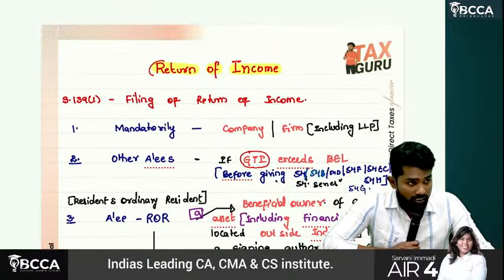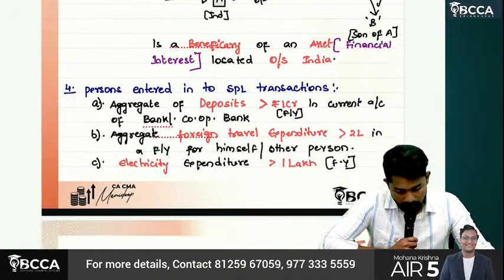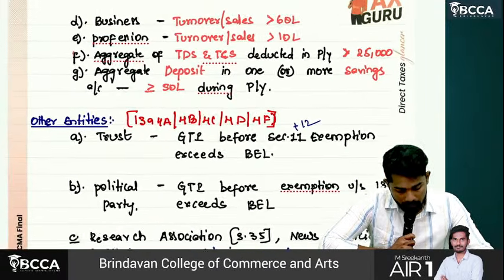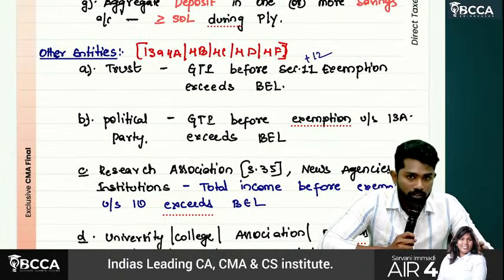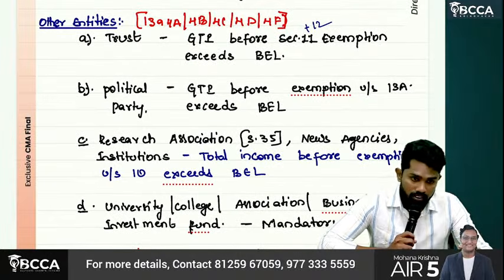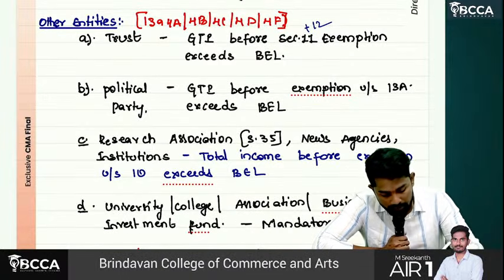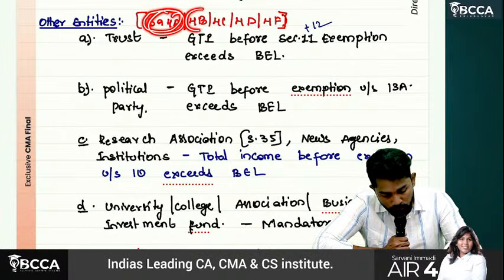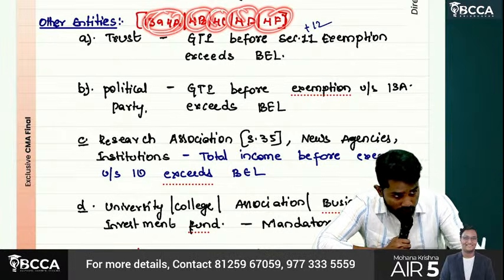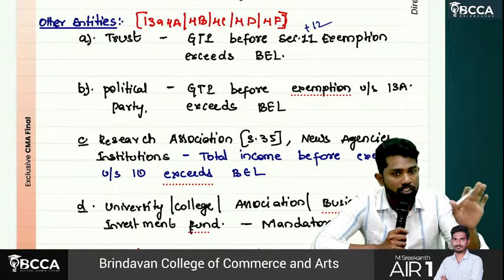Sir, is it clear till now? Who has to file return of income? Other entities, like trusts, political parties, research associations, universities, colleges and all. These are covered by specific sections like 139(4A), 4B, 4C, 4D, 4F. You need not remember section numbers also. 139, if you remember, it is enough.